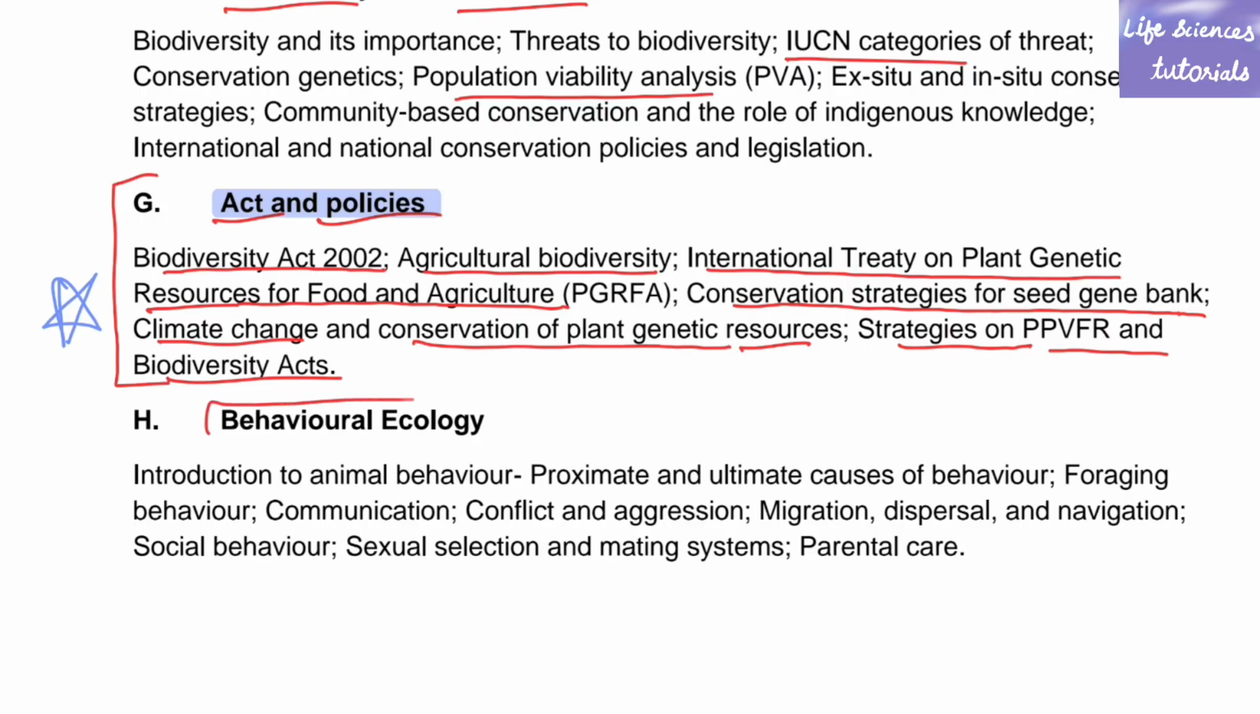And behavioral ecology, earlier we used to study it with the evolution part, now it has been put here, but pretty much the topics are the same. Okay, easy to study.